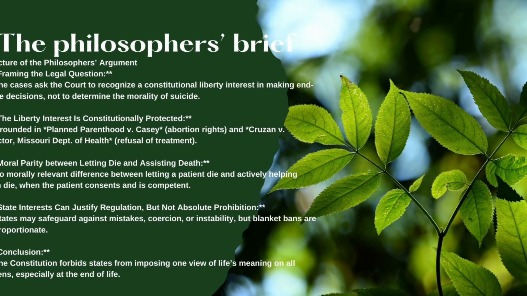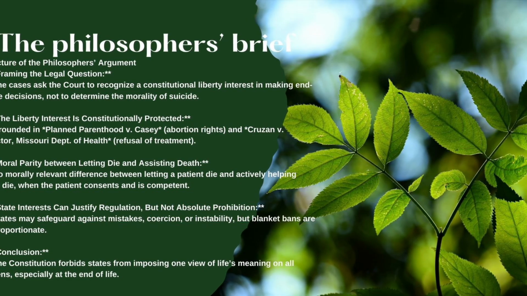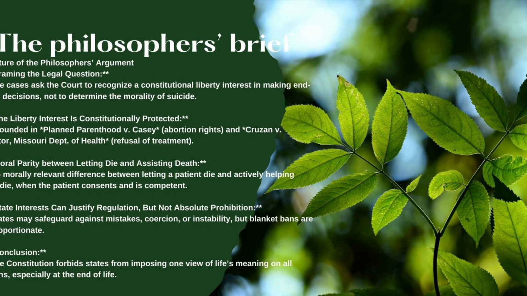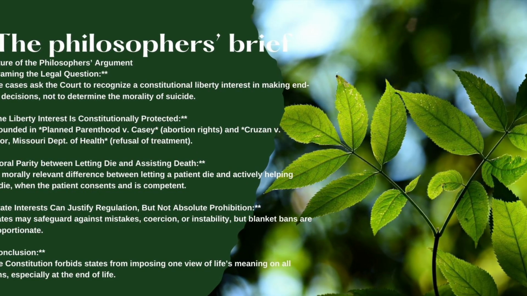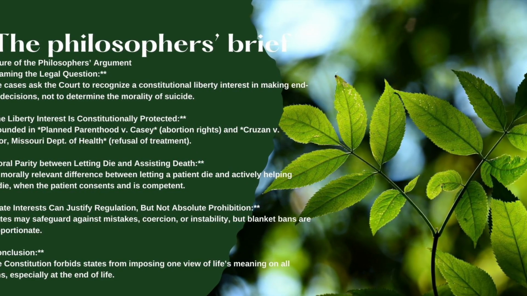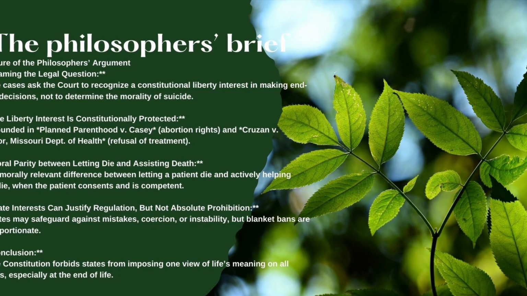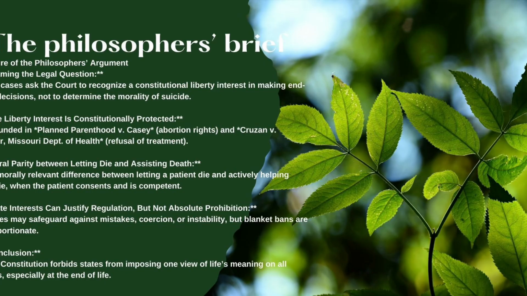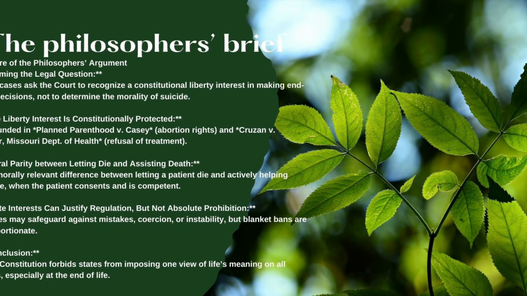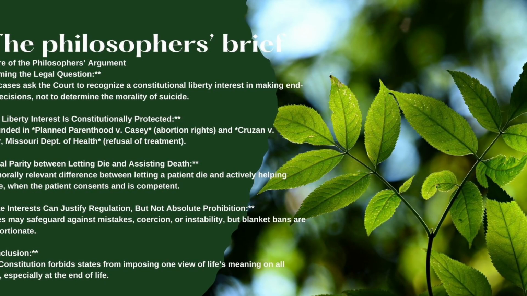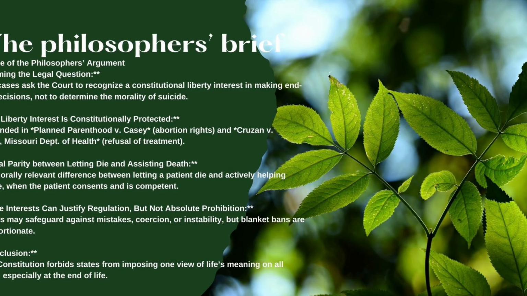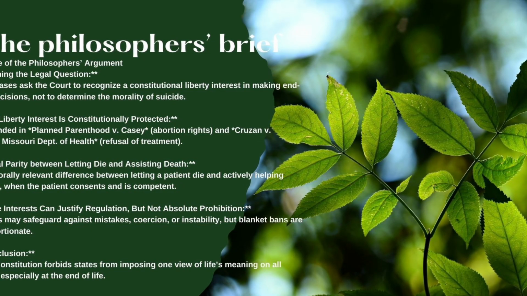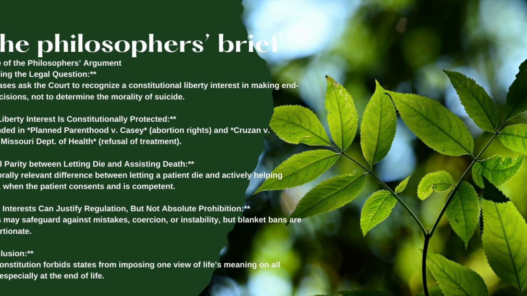And part 4 talks about how state interests can justify regulation, but not absolute prohibition. They argue that states may safeguard against mistakes, coercion, or instability, but blanket bans are disproportionate and deny a basic liberty. And the conclusion they made was that the Constitution forbids states from imposing one view of life's meaning on all citizens, especially at the end of life.